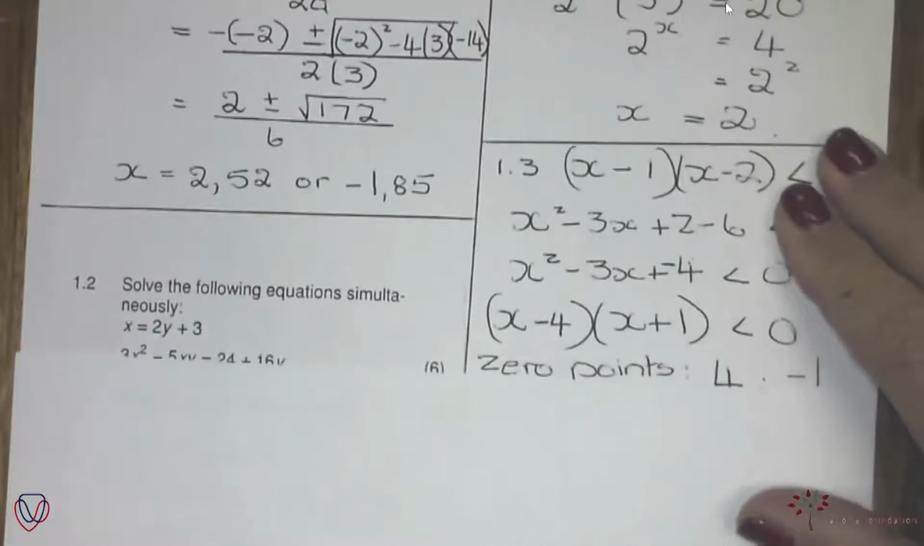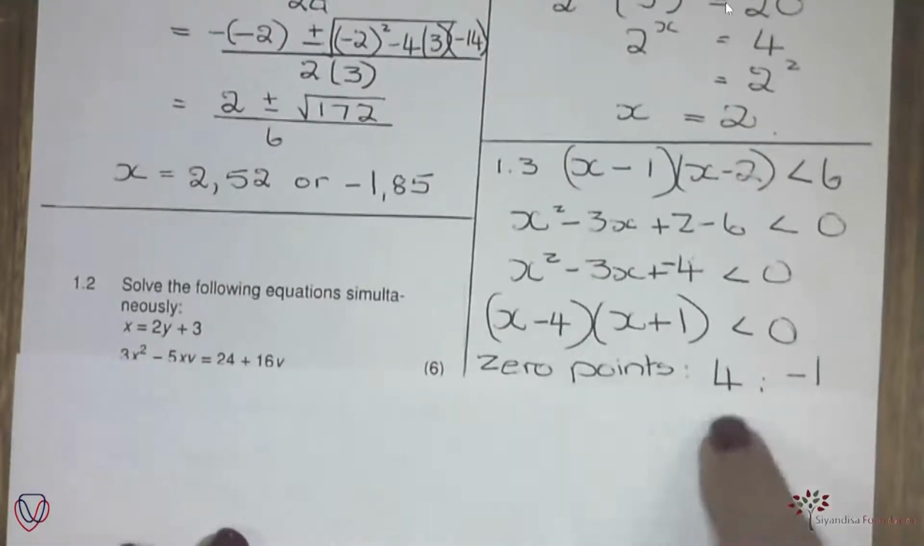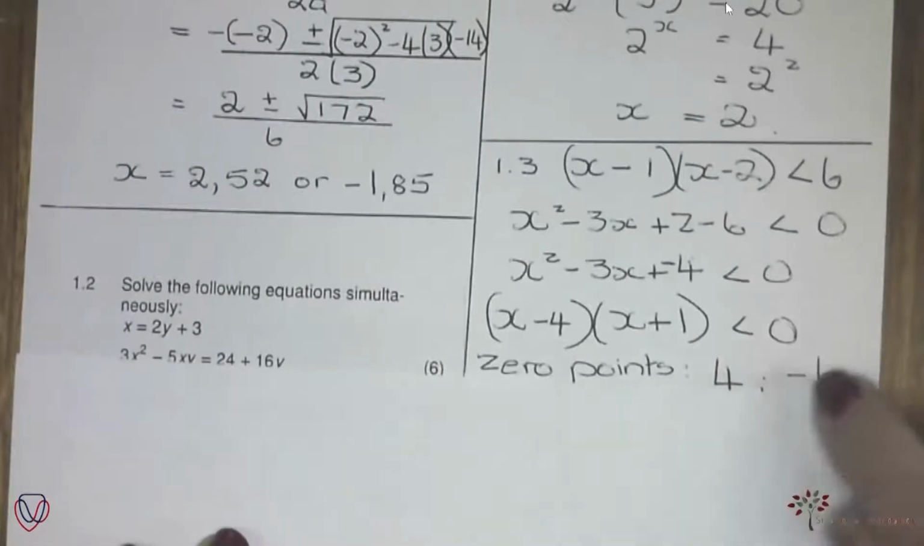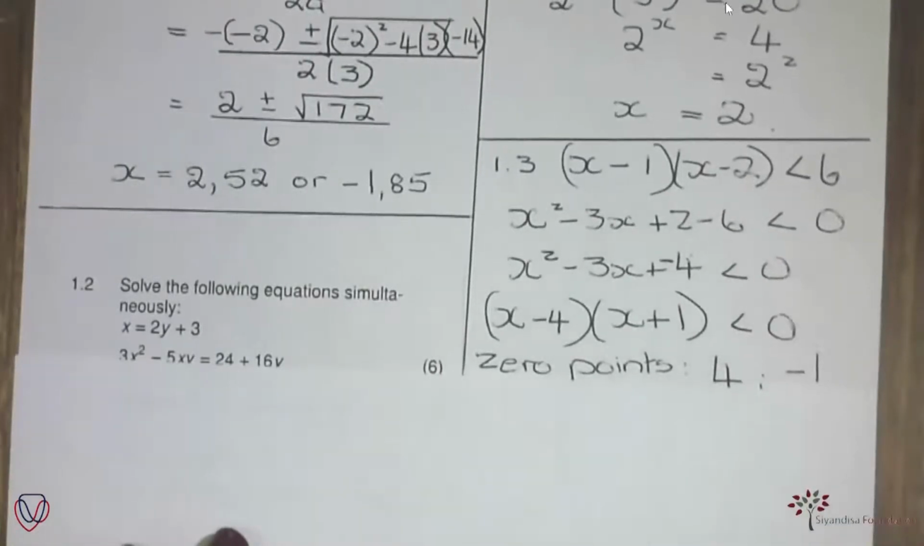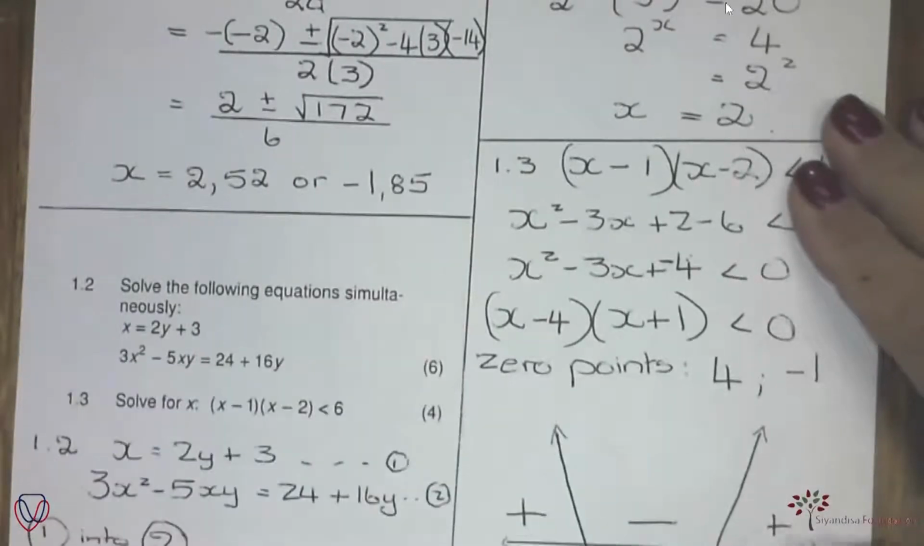Right, people? Now I get 0 points. This is not the final answer for x. Like in 1.1.1, we said x is 4 and negative 1. In this case, because it's an inequality, we say 0 points. And then we go to our number line. Now, people, there's your number line.